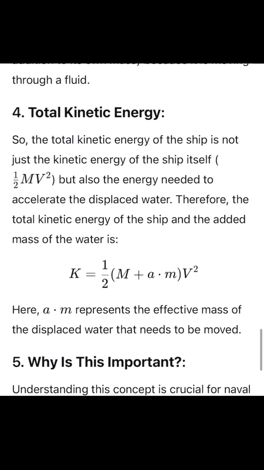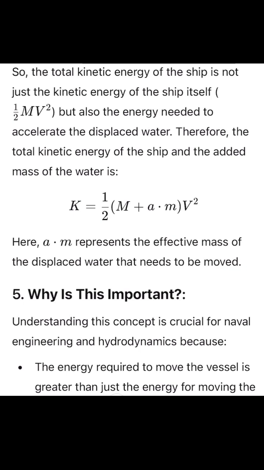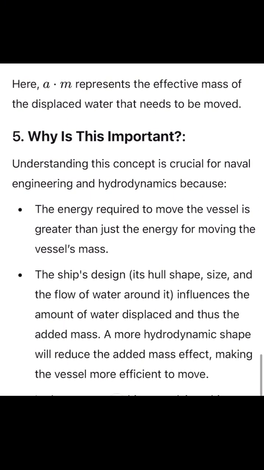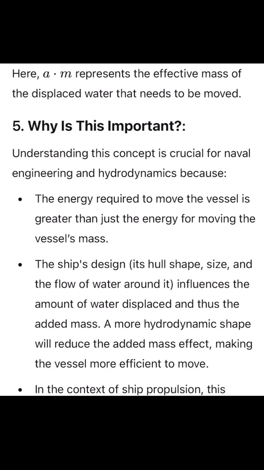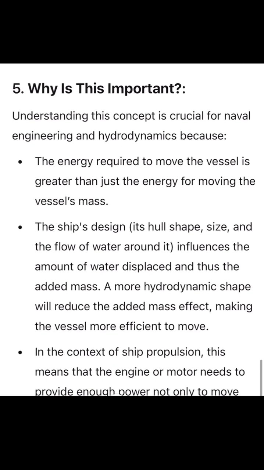So the total kinetic energy of the ship is not just the kinetic energy of the ship itself, but also the energy needed to accelerate the displaced water plus accelerate the ship. Therefore the total kinetic energy is half (m plus AM) v squared. Here AM represents the effective mass of the displaced water that needs to be moved. Why is this important? Understanding the concept is crucial for naval engineering and hydrodynamics, because the energy required to move the vessel is greater than just the energy of moving the vessel mass.